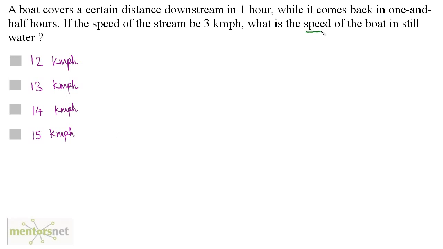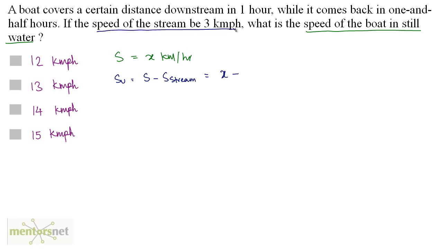First of all, let us consider that the speed of boat in still water be x kilometers per hour. So S is equals to x kilometers per hour. Now upstream speed is actually equals to the speed of the boat in still water minus the speed of stream. So that's x minus 3. Now what is the downstream speed? It is equals to the speed of the boat in still water plus the speed of stream. So that's x plus 3.